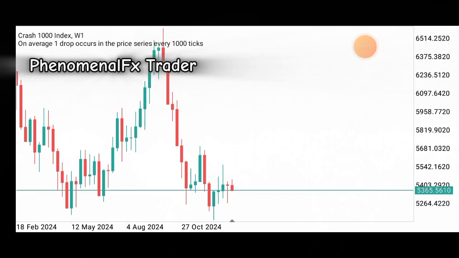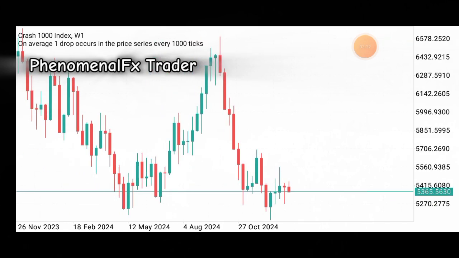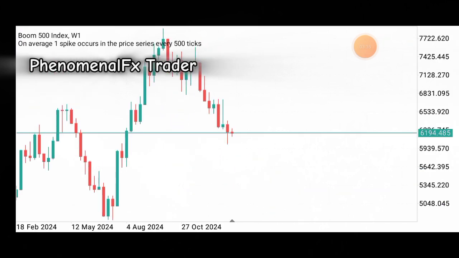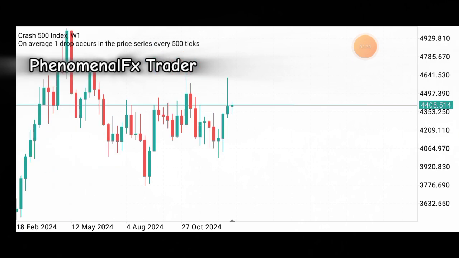If it doesn't really match up with your strategy, don't try to force anything. You go to another pair, check what is there. It doesn't match my strategy. I go to another pair, crash 500 index, doesn't match my strategy. Okay, I can just leave it.